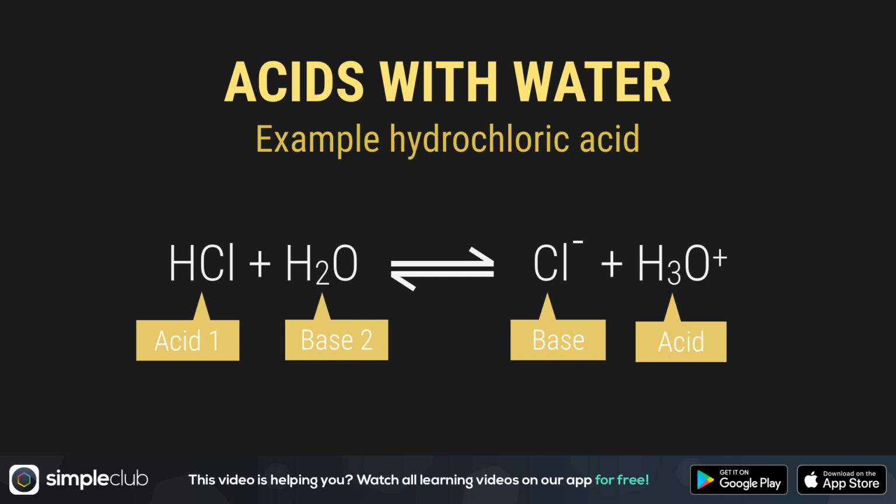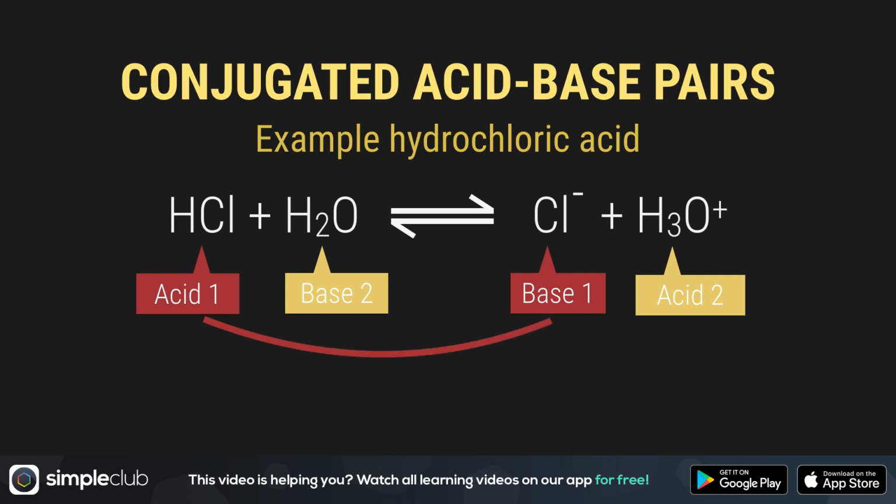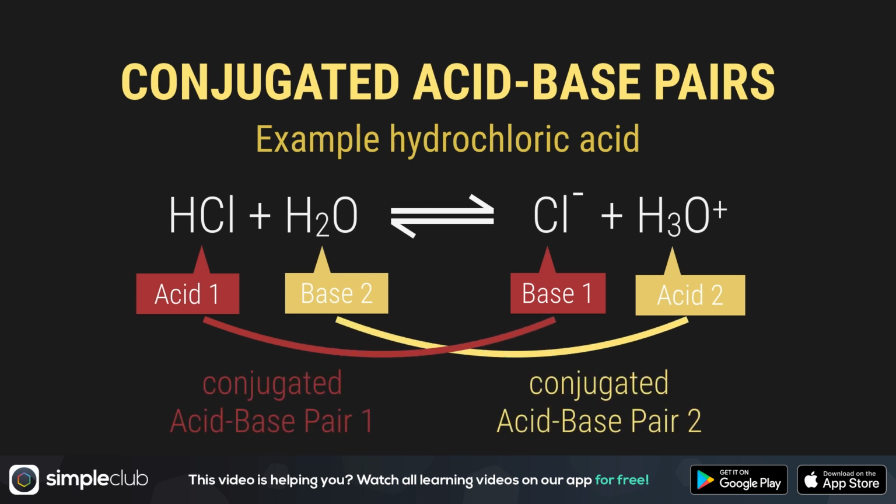To make it clear which substances belong together on the left and right, the chloride ion is called base 1. It has the same number as the hydrochloric acid. This makes the oxonium ion or H3O+ acid 2, 2 just like water. The acids and the bases with the same number are then called conjugated acids and bases. Conjugated simply means that they belong together. And together, the acids and the bases make a conjugated acid-base pair. In our example, pair 1 and pair 2. The cool thing about this is that you can describe any acid-base reaction with this model. And it gets easier every time you use it.